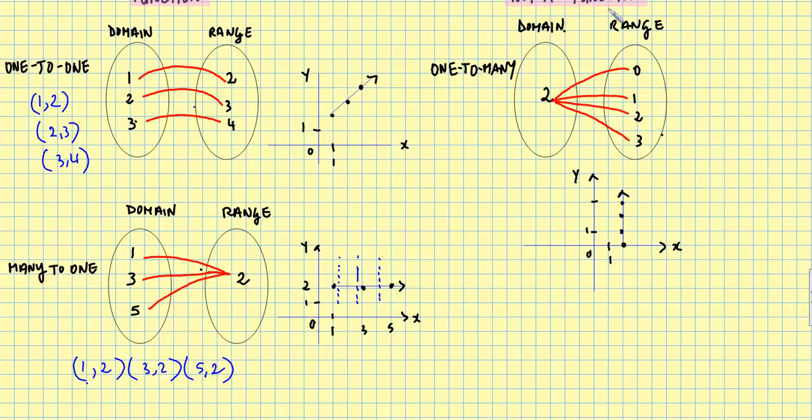Now, the one where we know that it is not a function is one where I have one value of x that's going to many values of y. So if I have (2, 0), (2, 1), (2, 2), or (2, 3), for example, notice that the same value of x is going to many different values of y. So a one-to-many is not going to be considered a function.